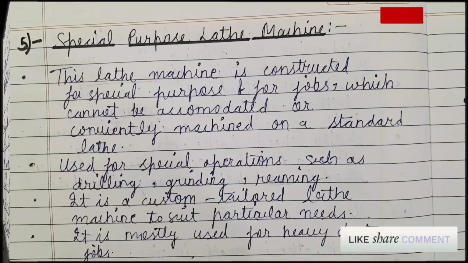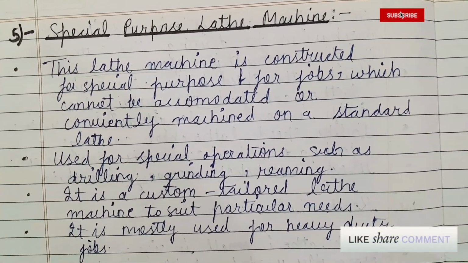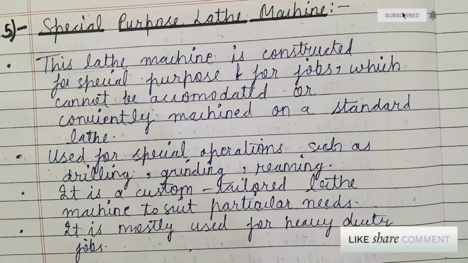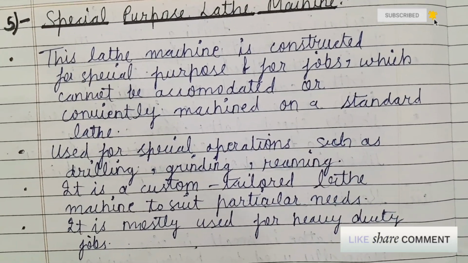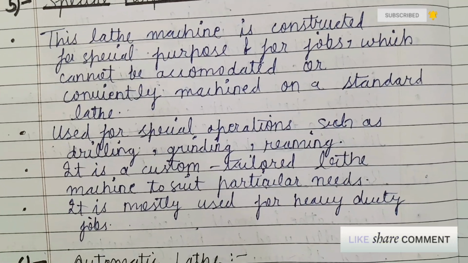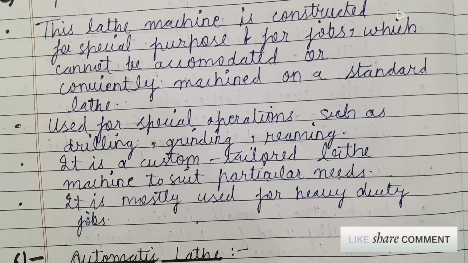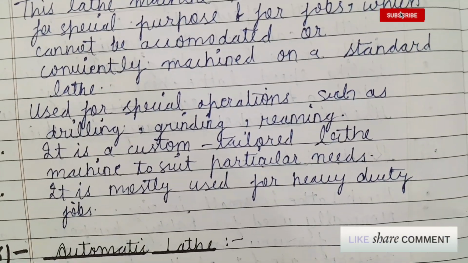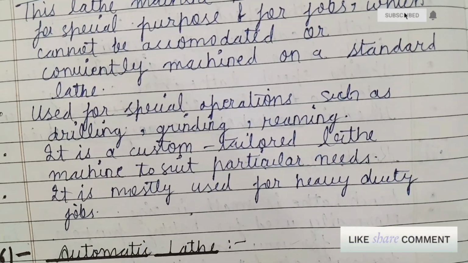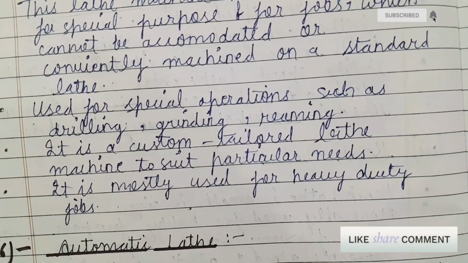Special purpose lathe. This lathe machine is constructed for special-purpose jobs which cannot be accommodated or conventionally machined on the standard lathe. Used for special operations such as drilling, grinding, reaming. It is a custom-tailored lathe machine to suit a particular need. It is mostly used for heavy duty jobs.